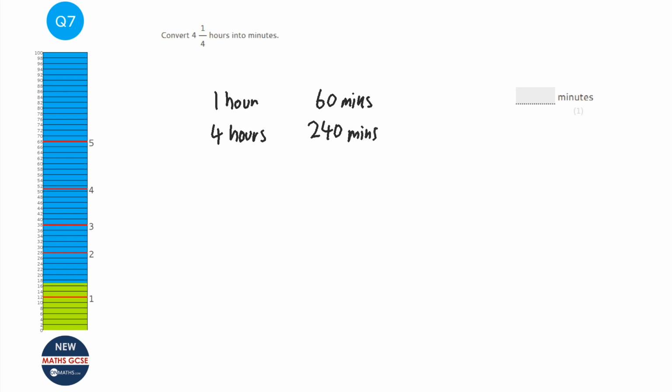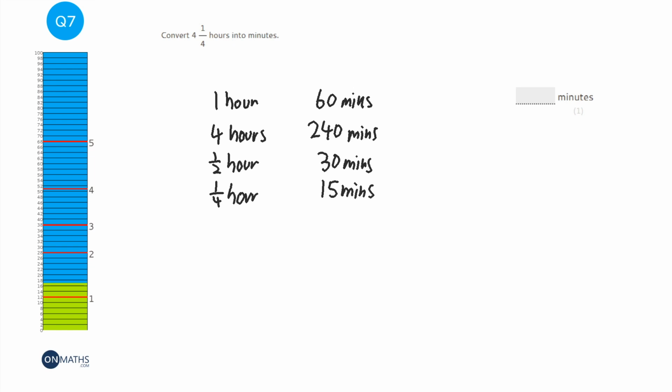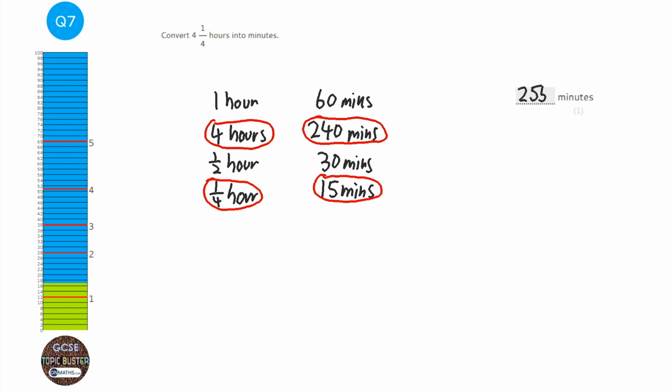Now, a quarter of an hour, well, if you think about what half an hour is, 30 minutes, and so a quarter of an hour is 15 minutes. So because this is 4 and a quarter hours, it's going to be 240 minutes plus another 15 minutes. So the answer is going to be 255 minutes.